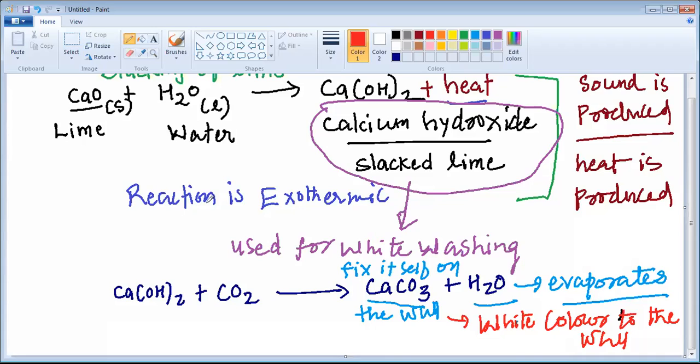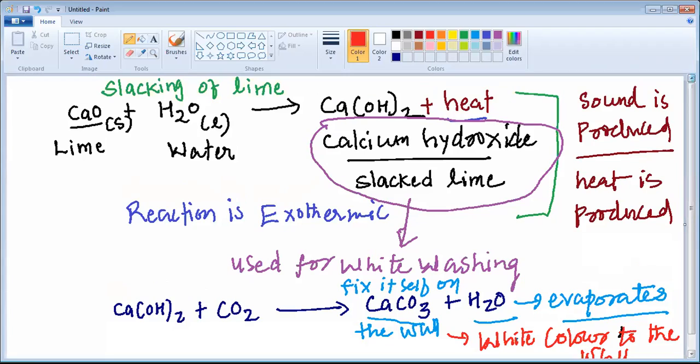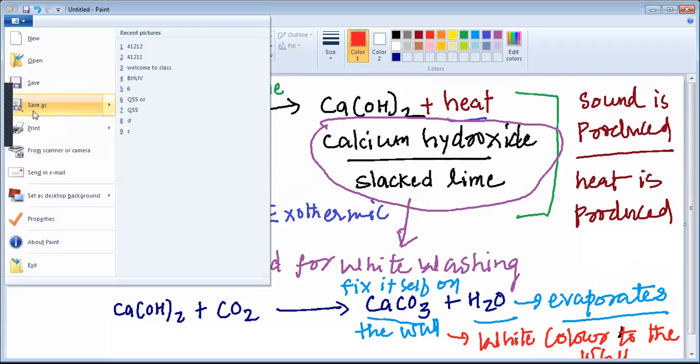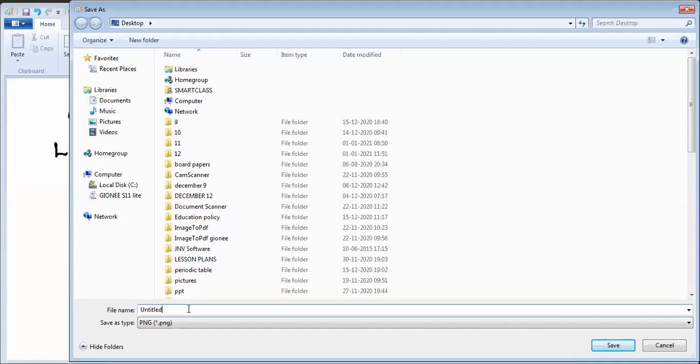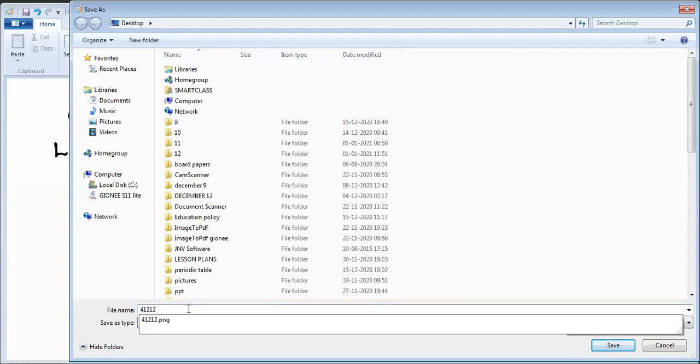So it is interesting to study about whitewashing. Let us revise the process of whitewashing, dear students. Let's move forward and study about whitewashing. If you have any doubt, you can ask me.